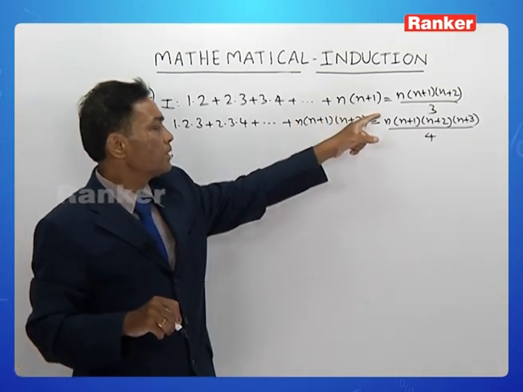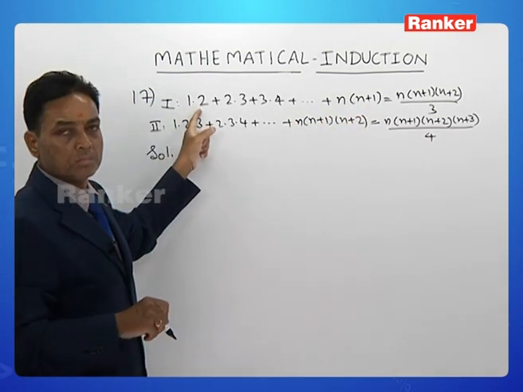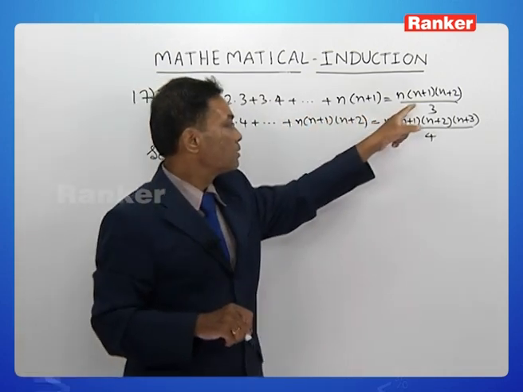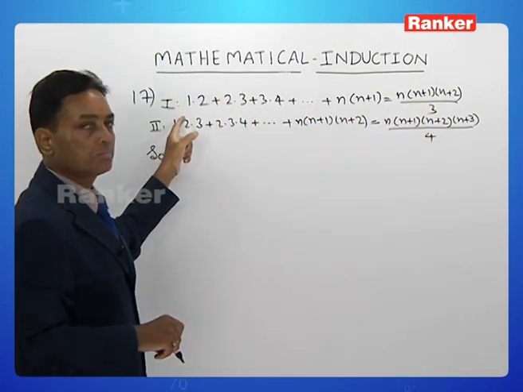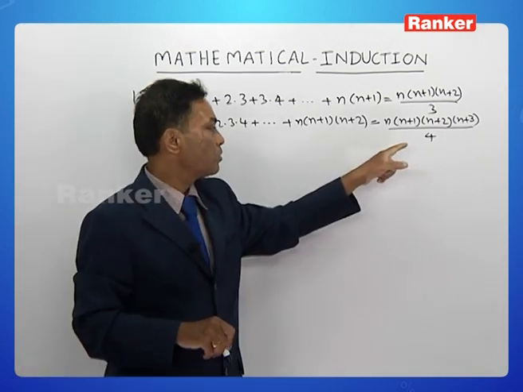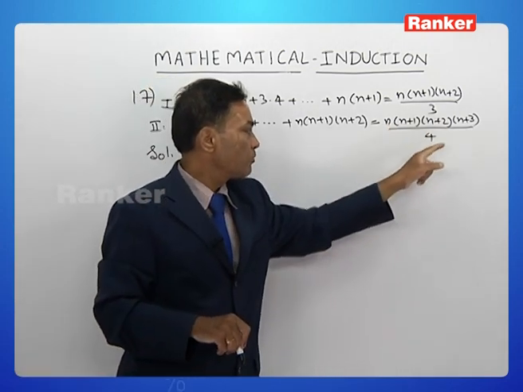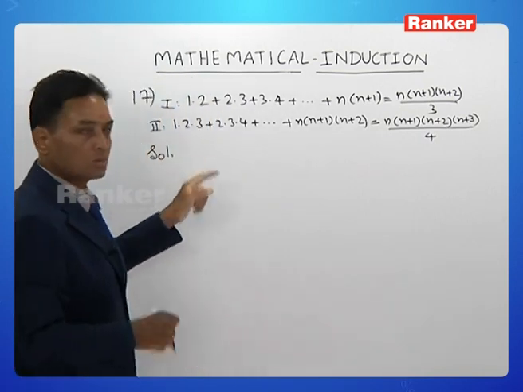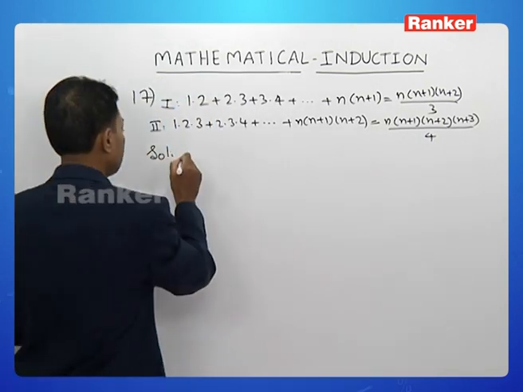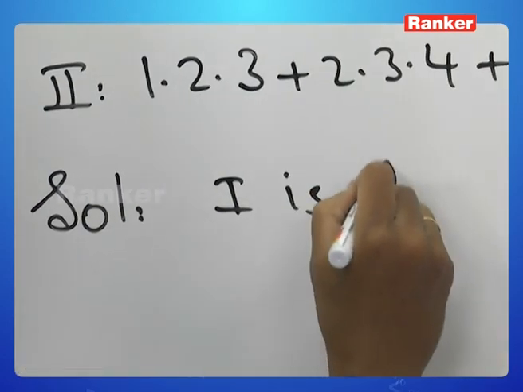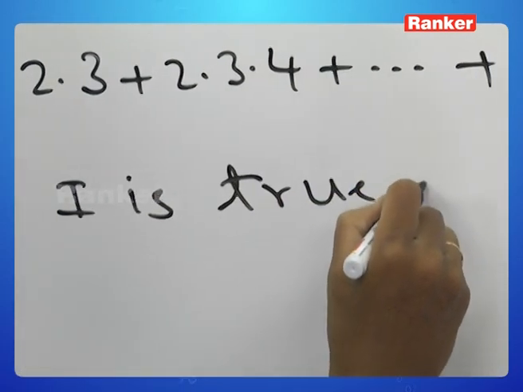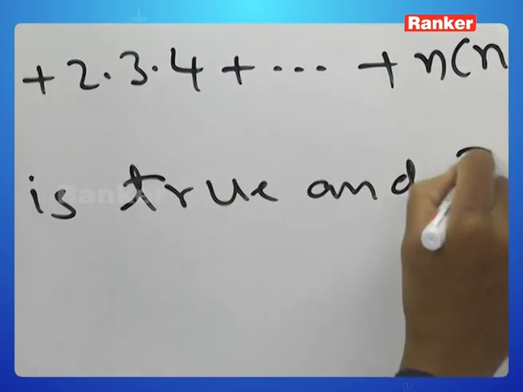put n is equal to 1 here, 1 into 2, that is 2. Here n is equal to 1, 3 and 3 cancel, you get the same 1 into 2. Similarly here put n is equal to 1, 1 2 3 4 by 4, 4 and 4 cancel, 1 2 3. So what we understand here, statement 1 is true and statement 2 is also true.